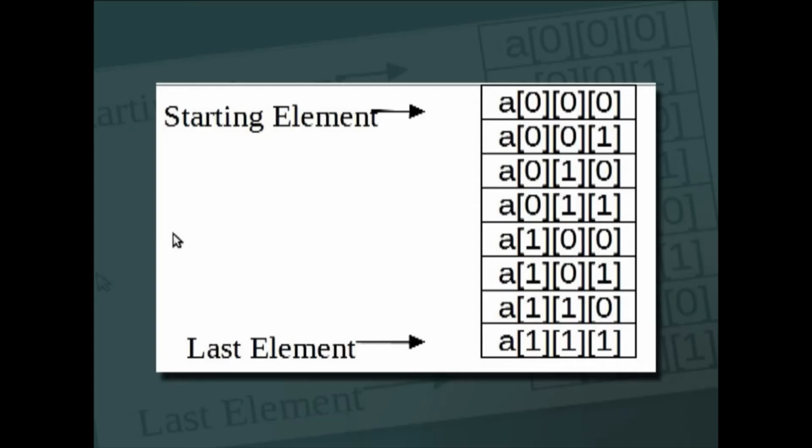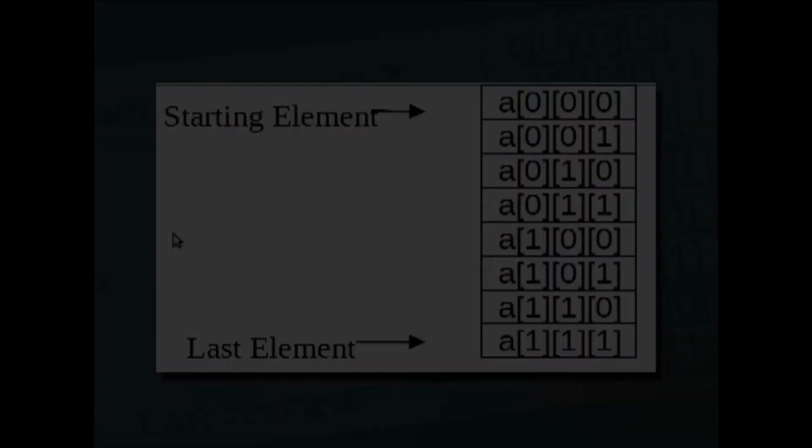It is very important to understand the way in which the elements in a multi-dimensional array are stored. This will help to access the array elements. In the case of a 3-dimensional array int a[2][2][2], the compiler reserves the memory locations in the order shown in the figure. Starting element a[0][0][0], like that up to the final element a[1][1][1].